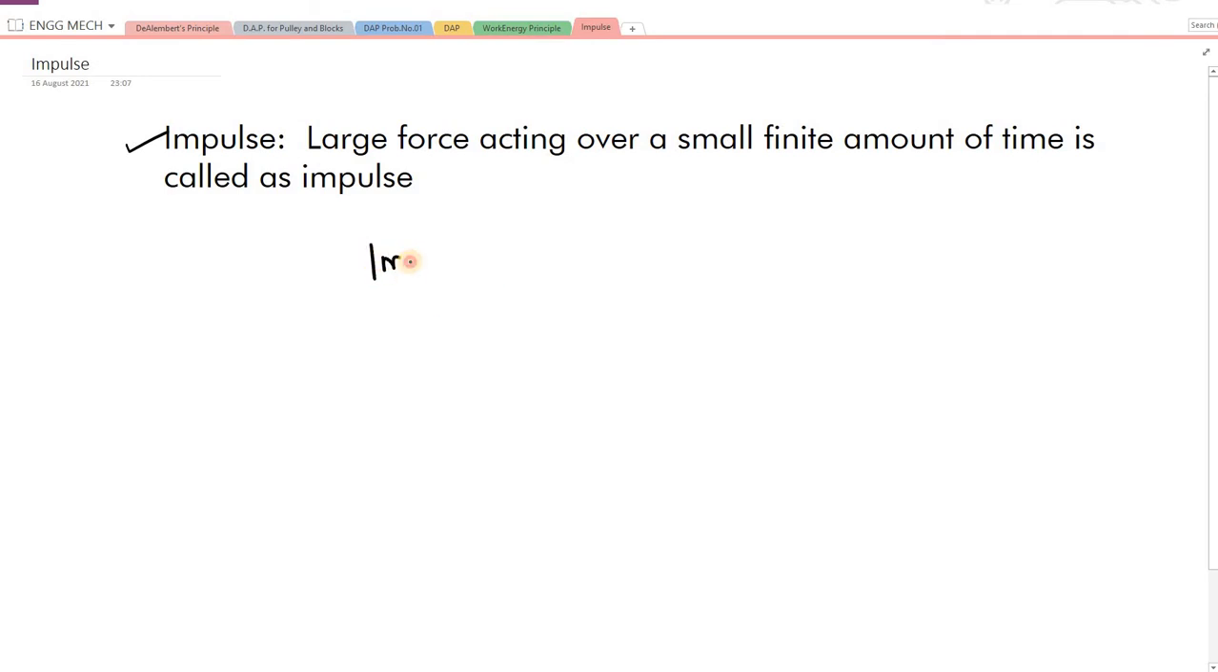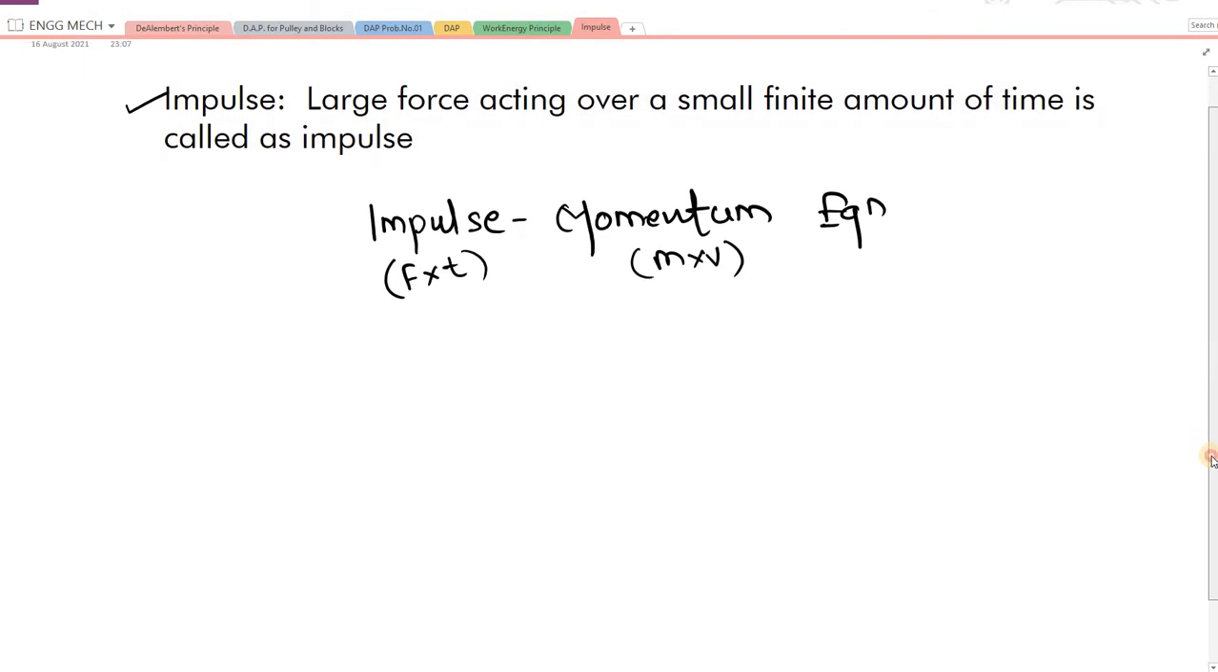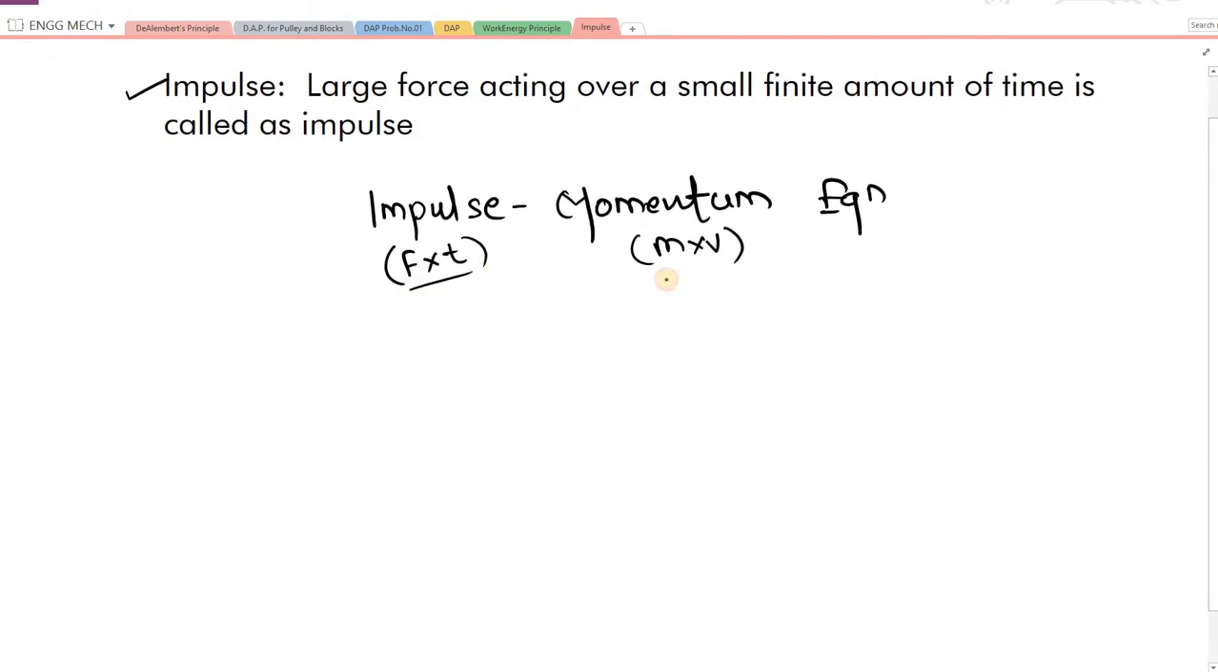Okay, the impulse momentum equation. Since we said that impulse is a large force acting over a small finite amount of time, we should get an expression something like this. Since it is impulse momentum, impulse is given as force into time, and momentum is given as m into v. Now let's see if we are able to get this specific expression having f into t and m into v.